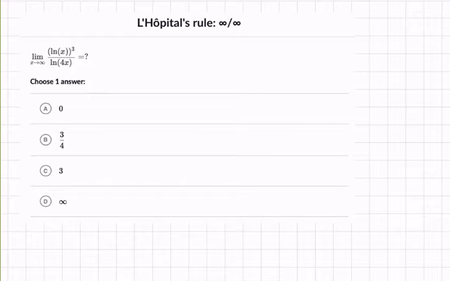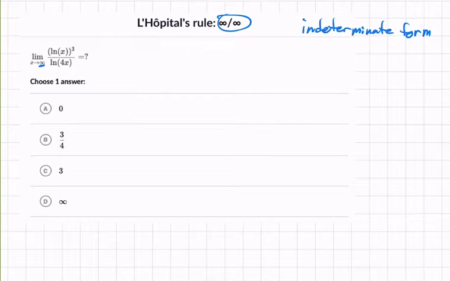Only use L'Hopital's rule, guys, if we get this. If you get infinity over infinity, or the other one, 0 over 0, you have to have an indeterminate form. If you have an indeterminate form, then you can use L'Hopital's rule. What is L'Hopital's rule? L'Hopital's rule is just taking the derivative of the numerator and the denominator and then finding the limit again. Okay, so let's take a look at this guy.